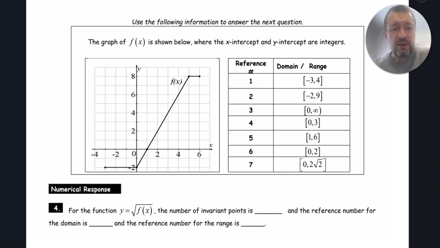So in this question, we read that the graph of f of x is shown below, where the x-intercept and the y-intercept are integers. Okay, so we can see right now that the x-intercept here is going to be at 1, and the y-intercept there is at -2. Now it says for the function where we take the square root of f of x, the number of invariant points is blank, the reference number for the domain is blank, and the reference number for the range is blank.